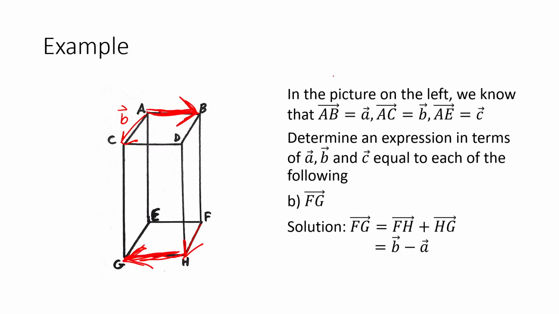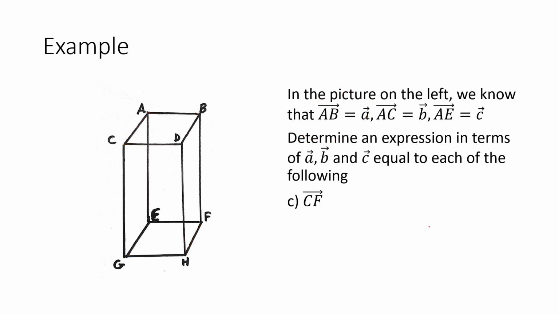So since A to B is going to be described as vector small a, I can describe H to G as vector negative a. And so I can say that vector FH plus vector HG is the same as vector B minus vector A. And then finally we get CF.